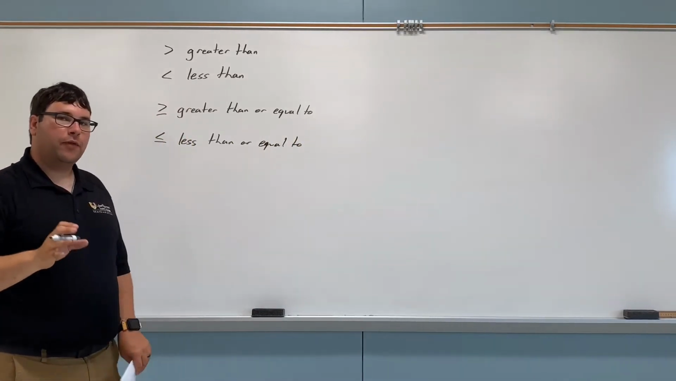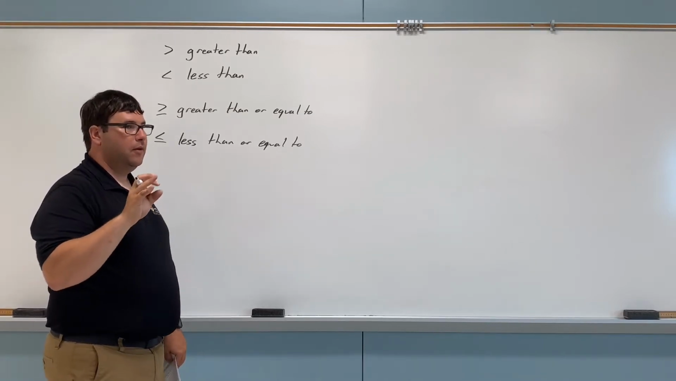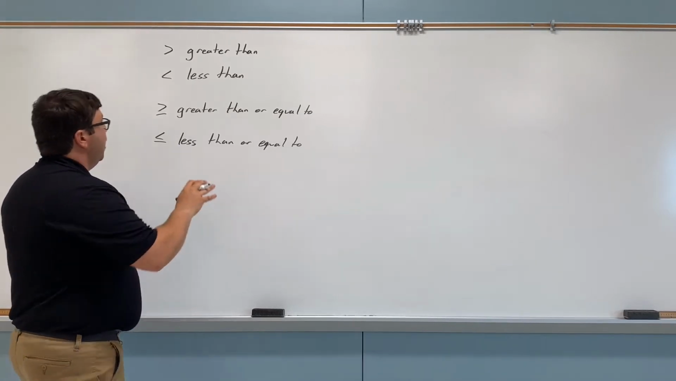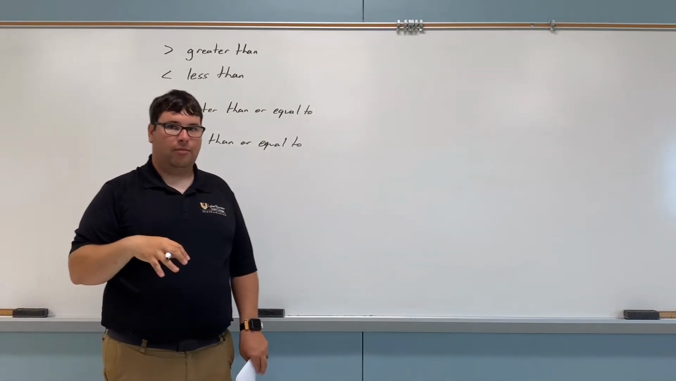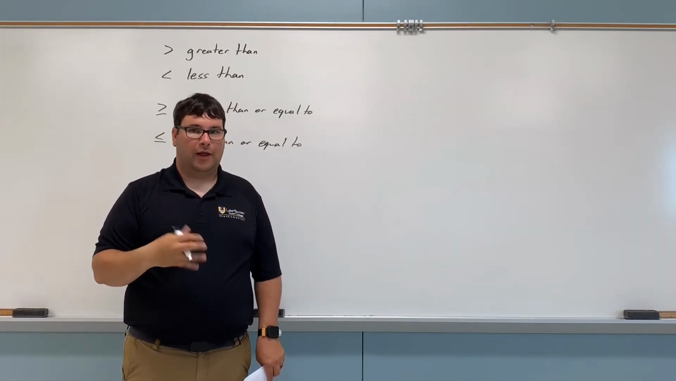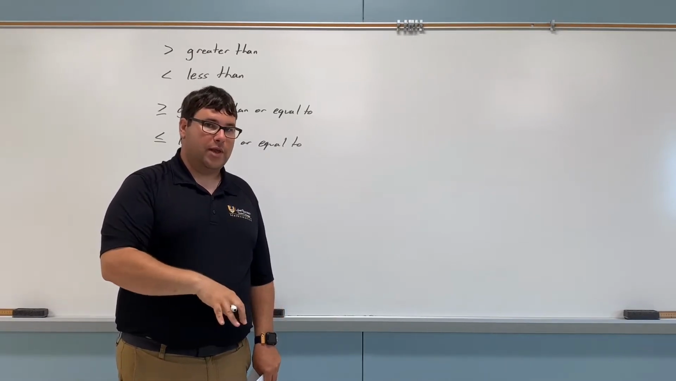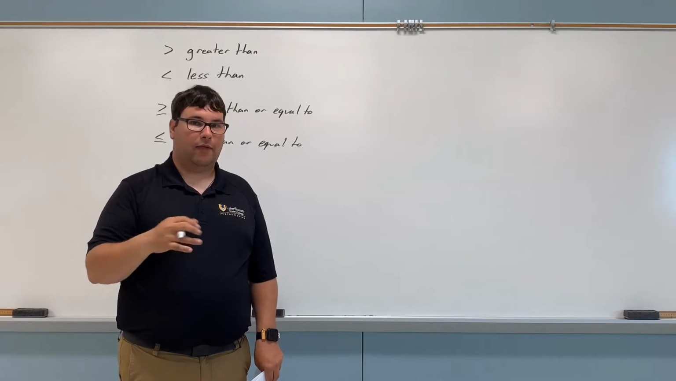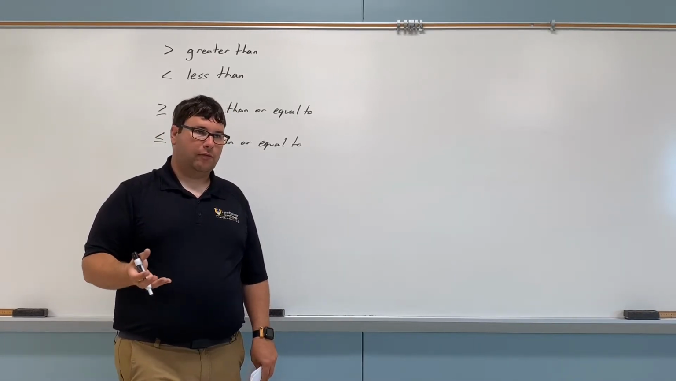Now there's a few different things. It sounds very similar, but there's a few different key things here that make these symbols different. Whenever you're talking about greater than or less than, you're talking about one item being greater or lesser than another. For example, 5 is greater than 3. 3 is less than 5. Those would be ways of comparing two different values.